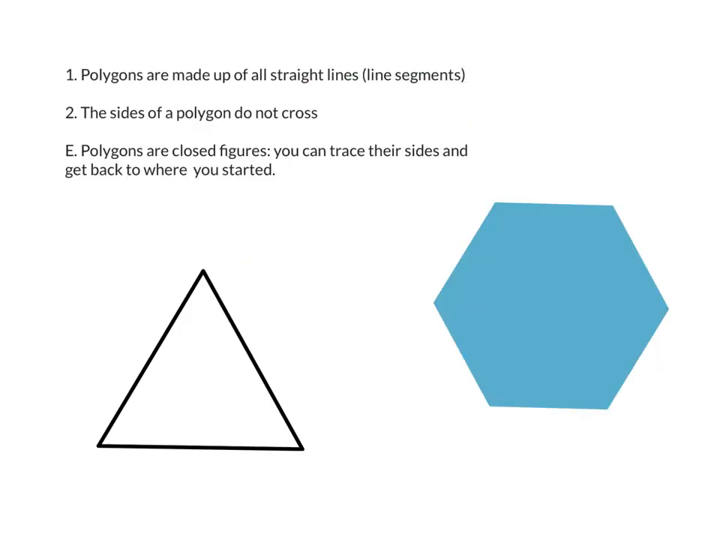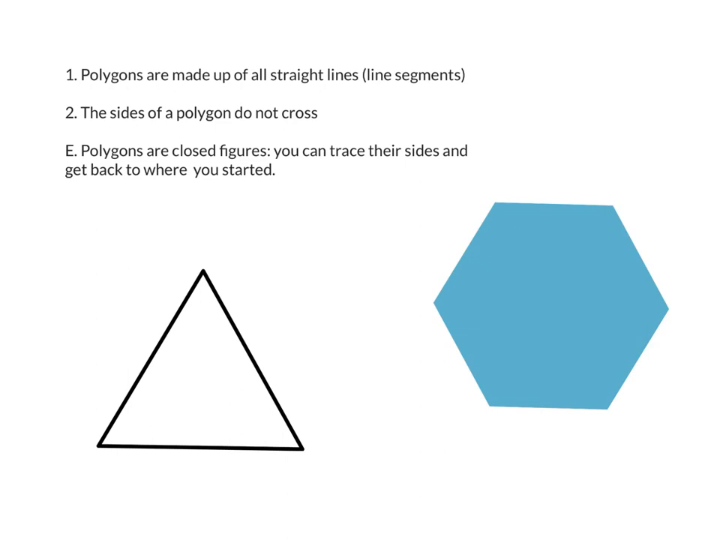Now, our three rules is that polygons are made up of straight lines. We call these lines line segments. The sides of a polygon do not cross. When they get to a vertex, they stop. And polygons are closed figures. You can trace their sides and get back to where you started.